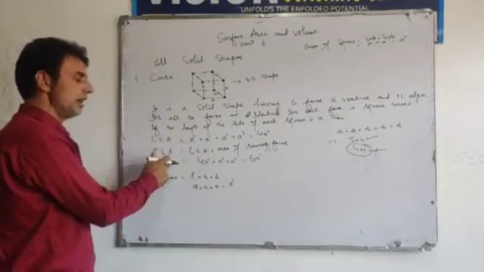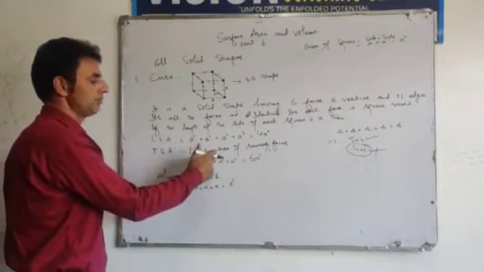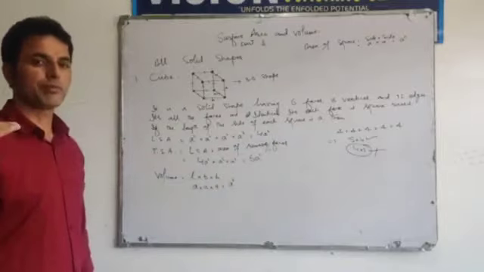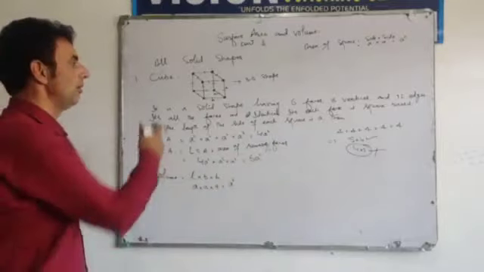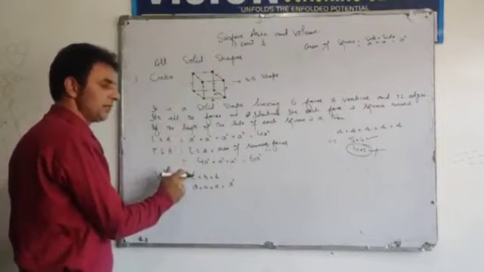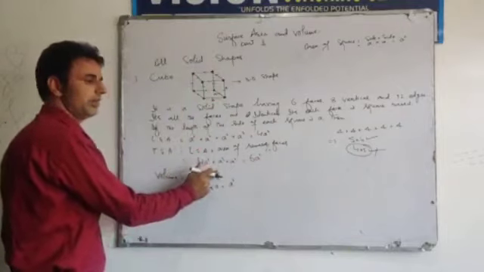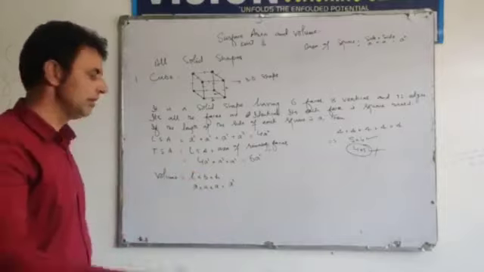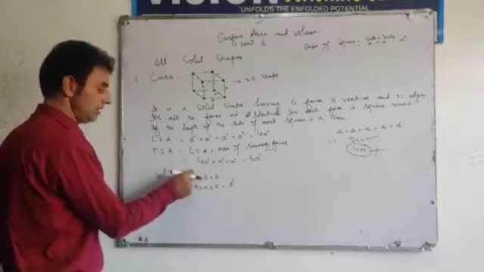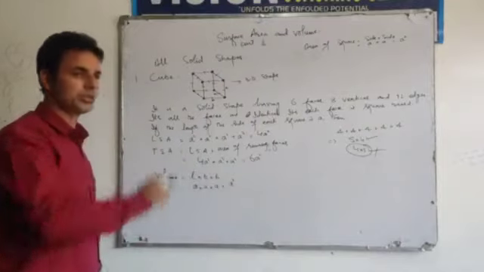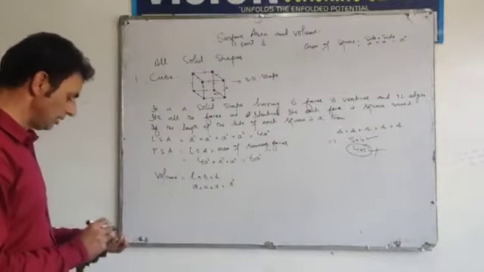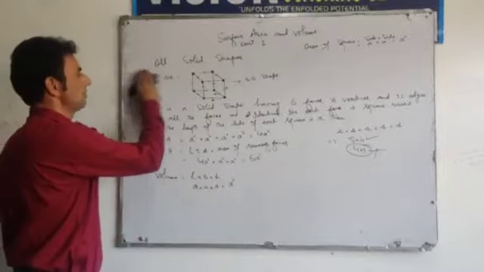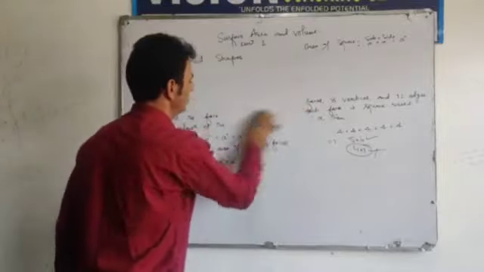Total surface area means lateral surface area plus area of remaining faces. And volume means the multiplication product of all the 3 dimensions. And the dimensions are length, breadth and height. But in a cube, length, breadth and height all are the same. So if each is a, then the volume is a cube. This is about a cube and its lateral surface area, total surface area and volume.